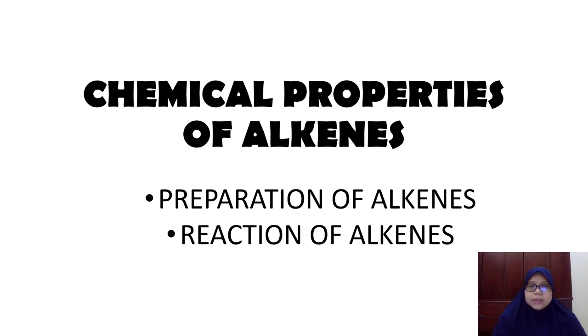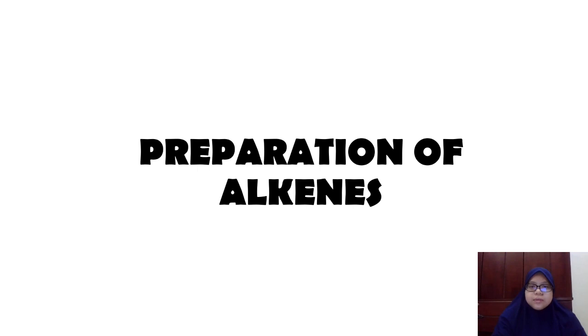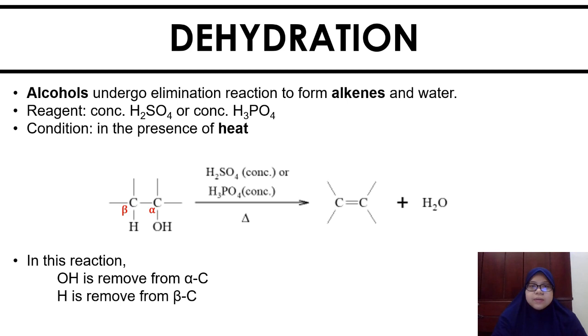So for this video, we will learn about the chemical properties of alkene. We have two: preparation of alkene and reaction of alkene. So we go to the first one, preparation of alkenes. Okay, the first reaction is dehydration. In this reaction, alcohol will undergo elimination reaction to form alkenes and water.